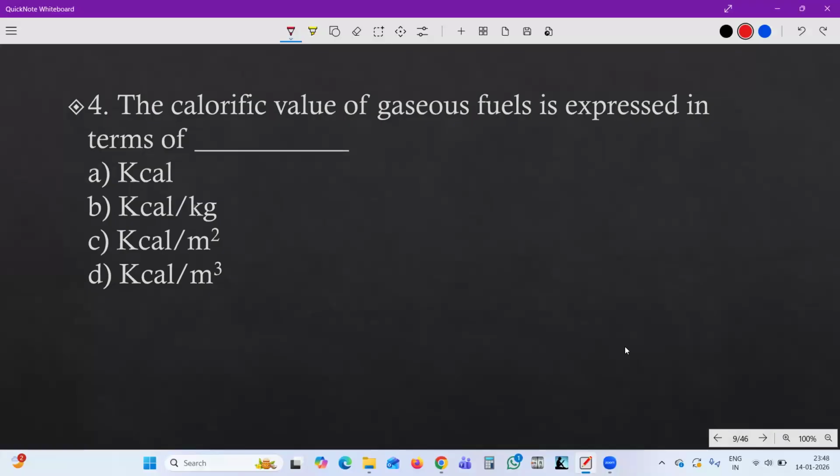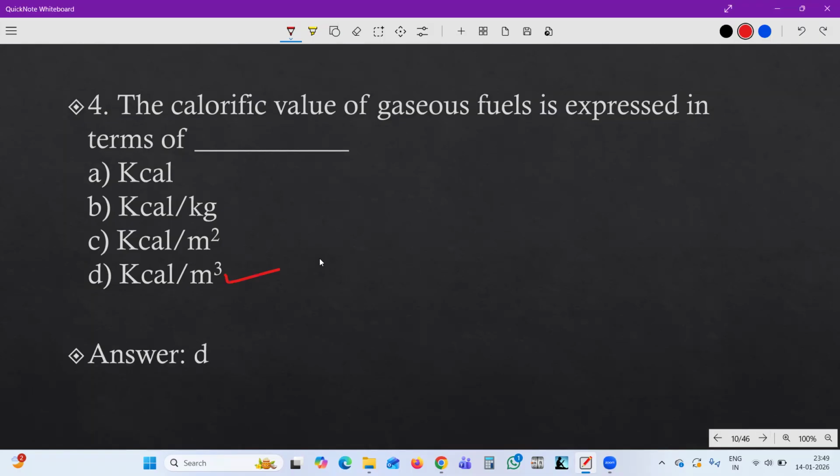The calorific value of a gaseous fuel is expressed in terms of kilocalorie per gram, kilocalorie per kg, kilocalorie per meter square, kilocalorie per meter cube. Let's see the answer. So its answer is D. The calorific value of a gaseous fuel is expressed in terms of kilocalorie per meter cube.